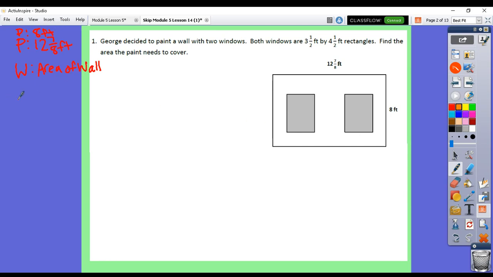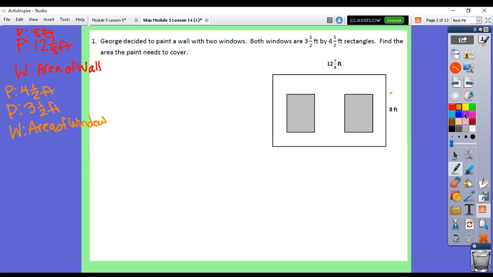We could also say the area of the windows is our whole, or area of one window. And so one part of that would be 3.5 feet, because that would be the length or width. And the other part would be 4.5 feet, because that would be the other side measurement. But there's 2 of them, so we would have to double this.